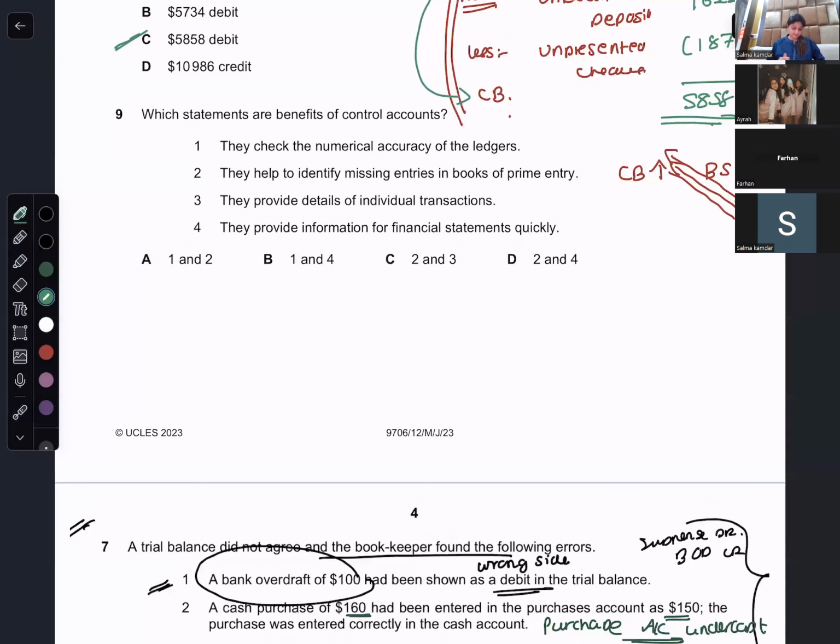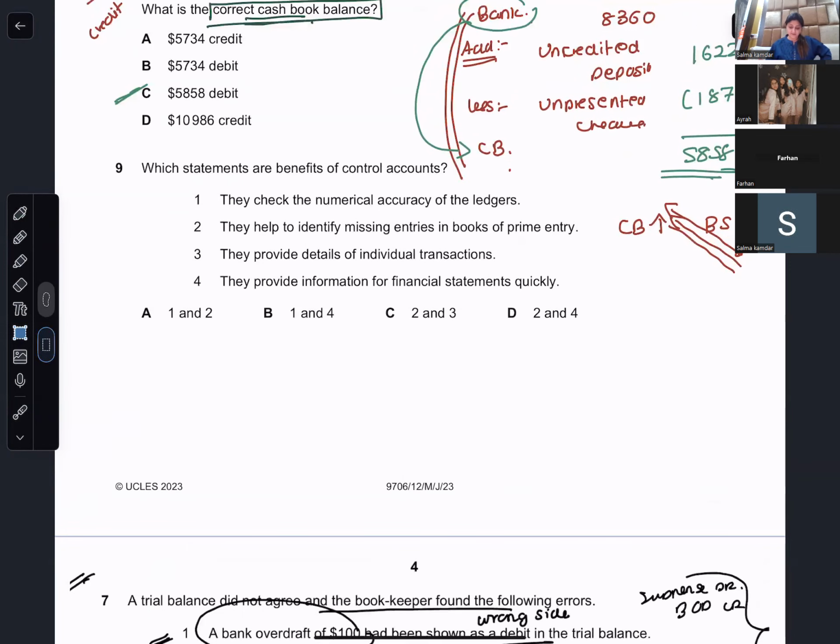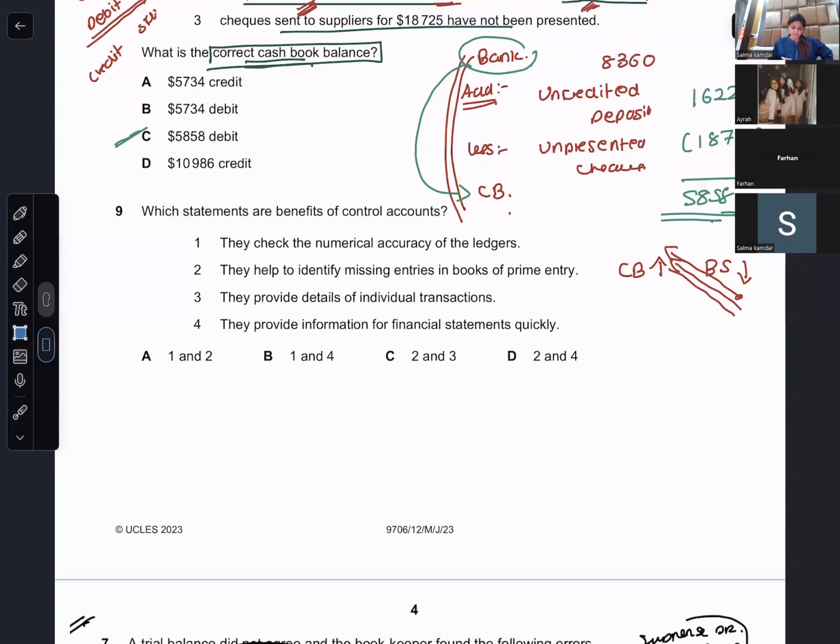To the ninth one. Come on, Ira, read. Which statements are benefits of control accounts? They check the numerical accuracy of the ledgers. Is this a benefit of control account? Okay, correct. This is a benefit of control account. Next one. They help to identify missing entries in books of prime entry. Do they do that? No. Why?